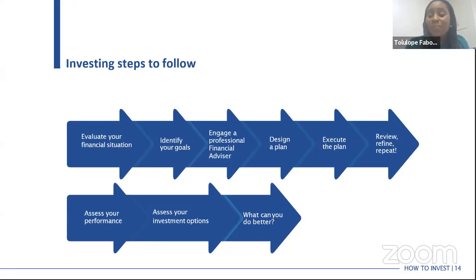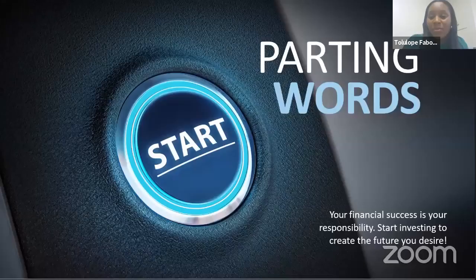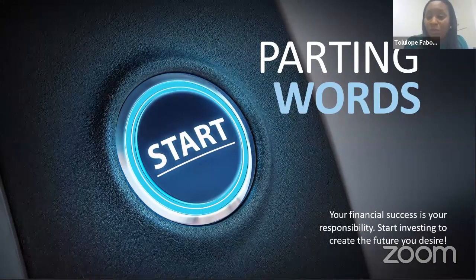So those are just the simple steps that I'd love to explain today. And really, your financial freedom, your financial security is in your hands, in nobody else's hands. It's not in the government's hands. It's not in your sister's, your brother's, your village people's. You can create the future you want for yourself. You can start it today. Create the future you want for yourself, and for your children.